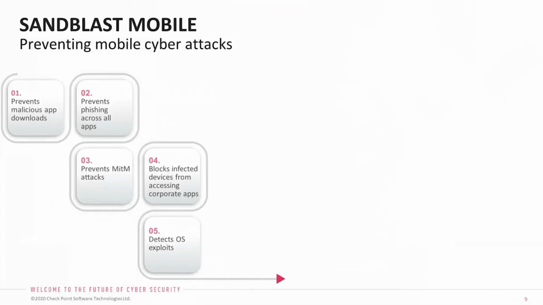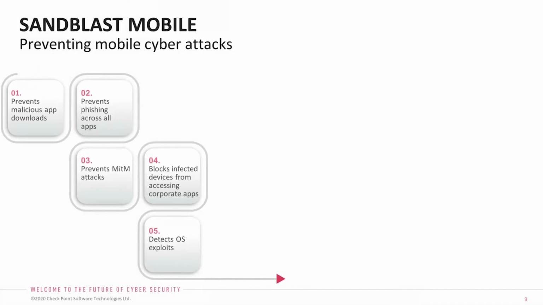So SandBlast Mobile, this is how we prevent an attack. These are the things that we can do with SandBlast Mobile. So the first thing it does is it prevents malicious app downloads. So we're making sure that the apps you're downloading, that we have a look at them as well, making sure we use all of our threat prevention capabilities, and making sure the apps that you download are actually the apps you want to download, and that they're not risky in any way.